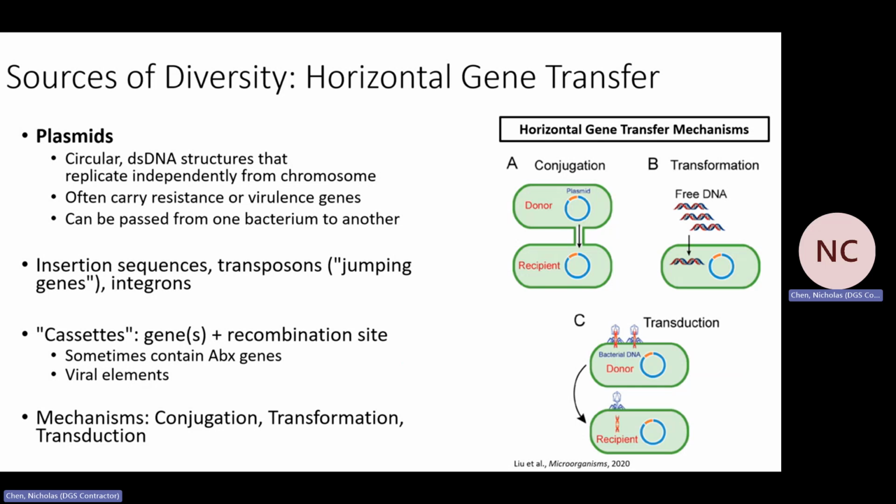Each of these horizontal gene transfer mechanisms relies on easily exchangeable genetic materials known as mobile genetic elements or selfish genetic elements. One of the better known types of mobile genetic elements are plasmids, which are circular double-stranded DNA structures that can replicate independently from chromosomes, often carry resistance or virulence genes, and can be passed from one bacterium to another. In addition to plasmids, mobile genetic elements can be in the form of insertion sequences, transposons, integrons, or cassettes, all of which play an important role in transferring resistance and virulence genes.